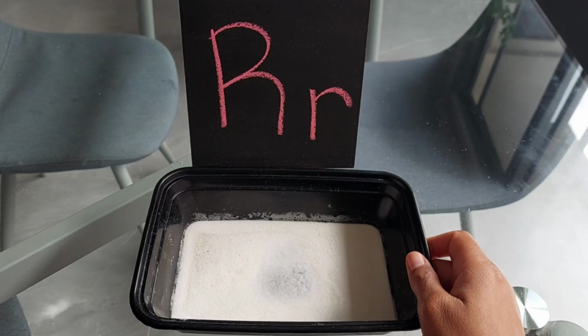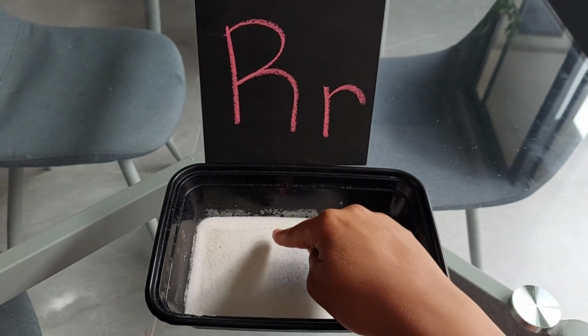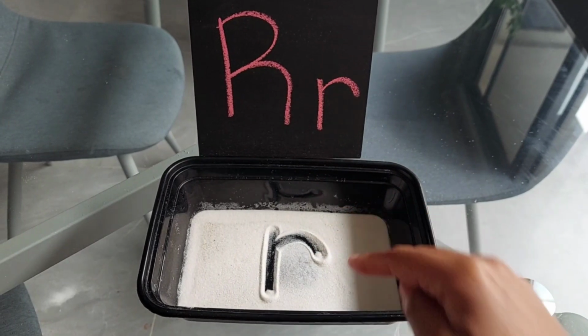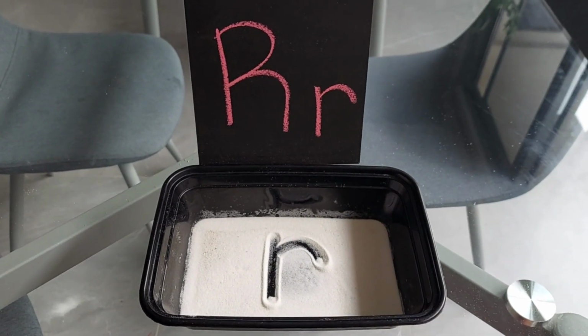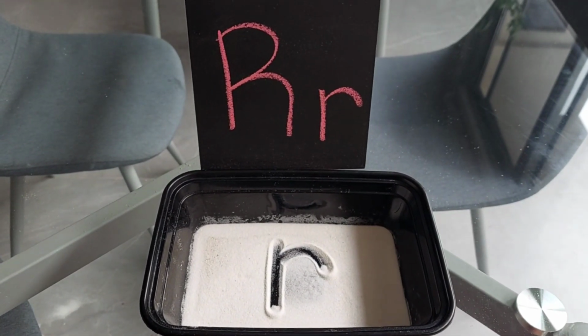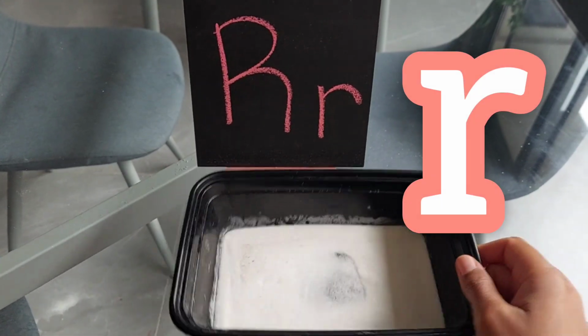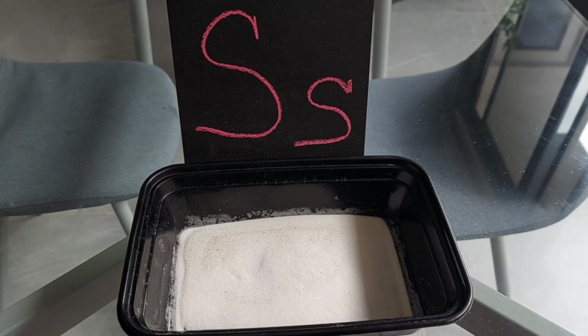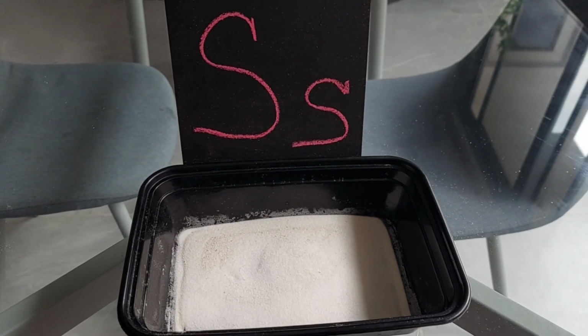Now let's write a lowercase r. We're going to start at the top and go all the way to the bottom, and then go back up to the top and make a little curve to the middle. And there we go. We just wrote a lowercase r. Fantastic. Now let's learn how to write the letter S.